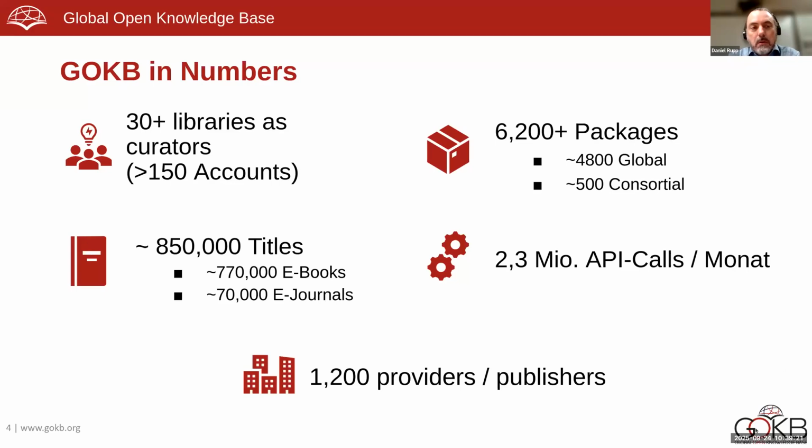And as you see, we are really a system that aims at delivering the data to other systems. We have 2.3 million API calls per month. All in all, we have 1,200 providers or publishers, and these are all publishers and providers that are really used in the GOKB. There was a time we had more than 3,000, but we cleaned all that we don't use at the moment.